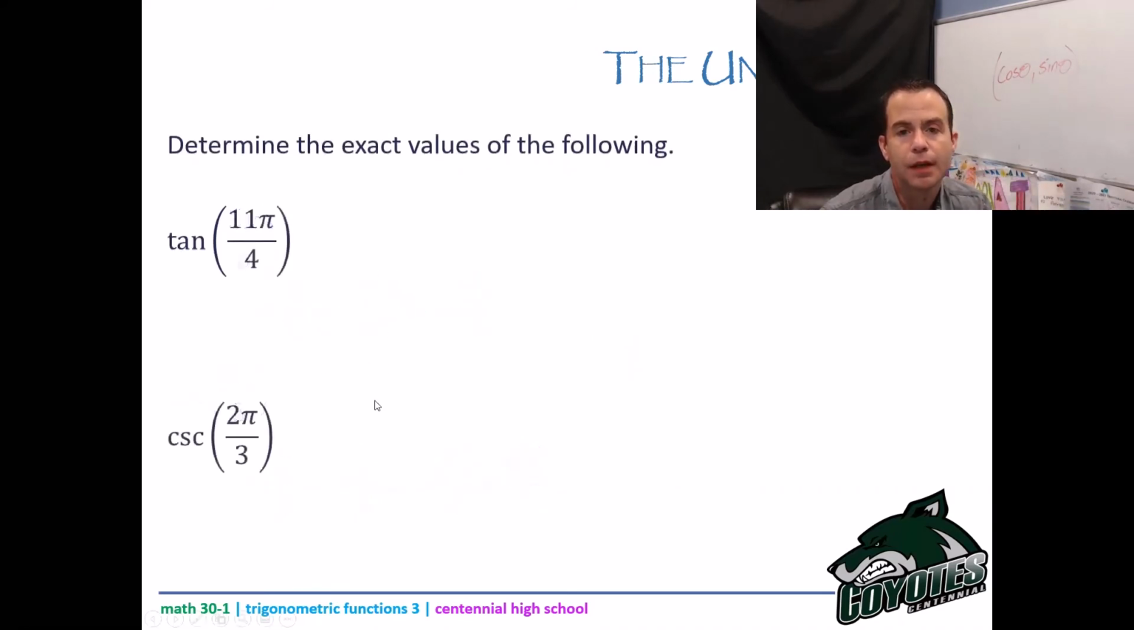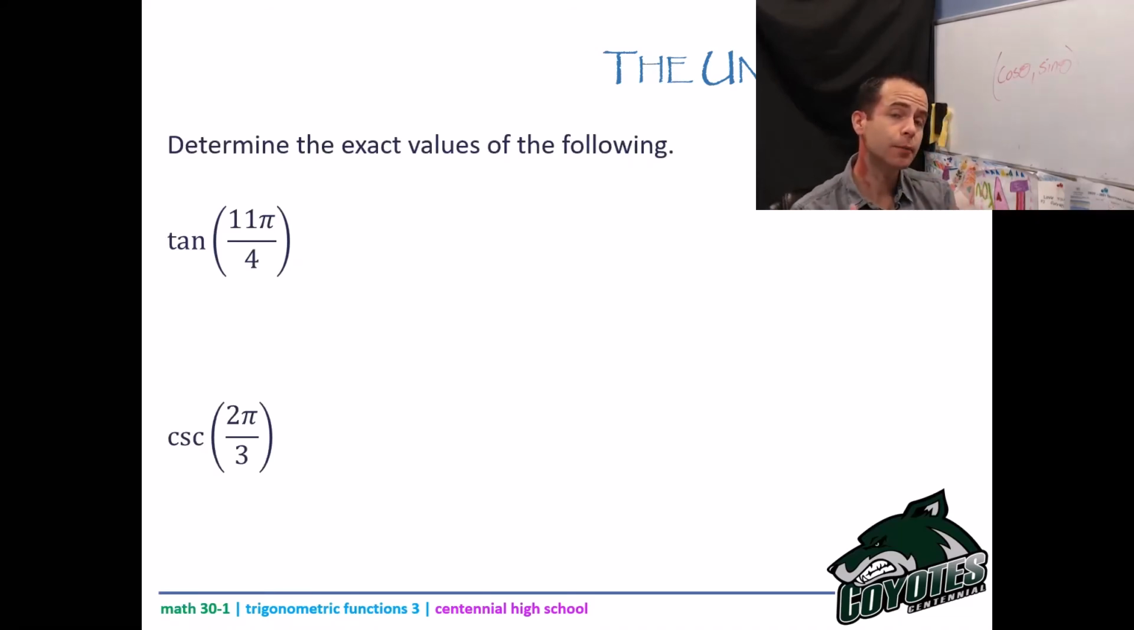Okay, tan of 11 pi over 4. Now, 8 pi over 4 would have been 2 pi. So what I want you to understand here is I've gone more than a circle. That doesn't mean I'm off my unit circle. It just means I have to work with the principal angle. We've already talked about principal angles. Do you agree with me that 8 pi over 4 right now is the same as 2 pi?